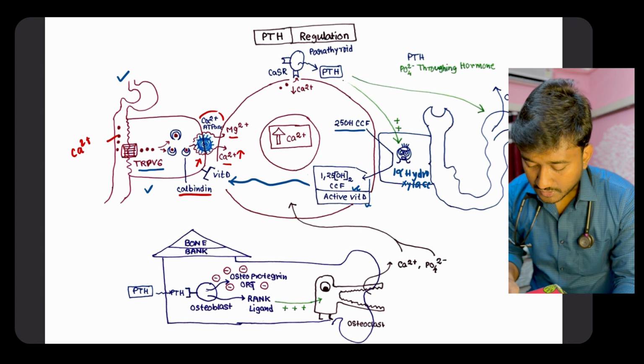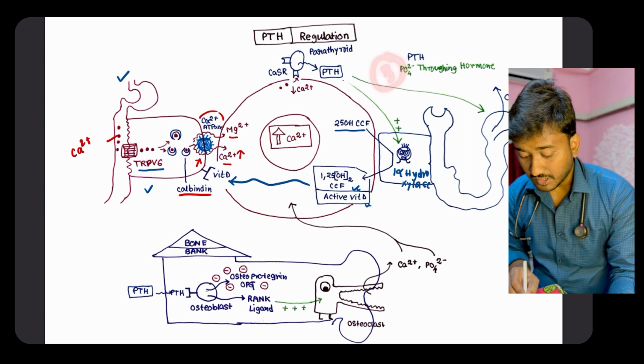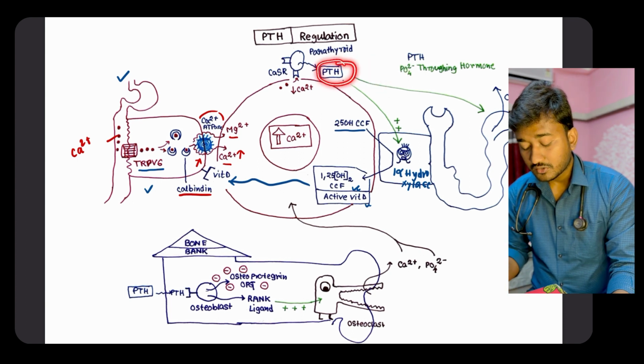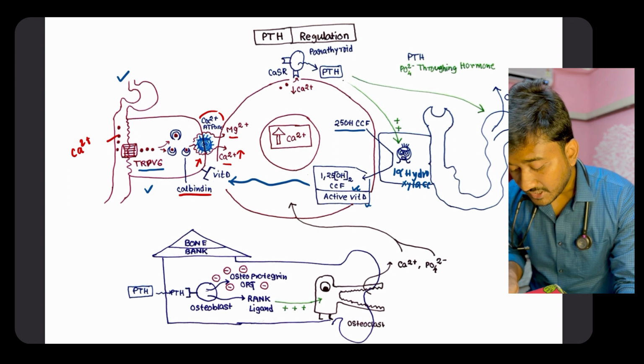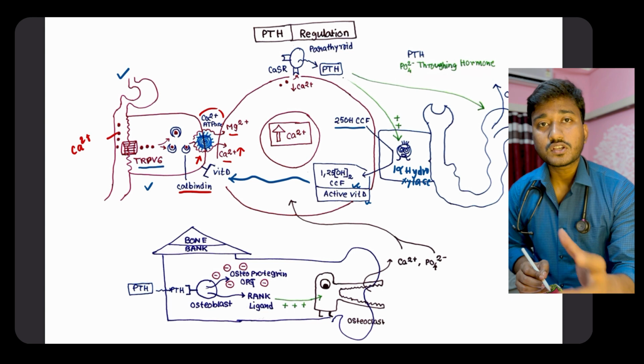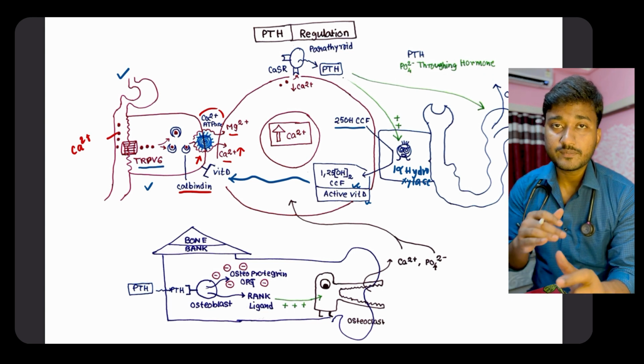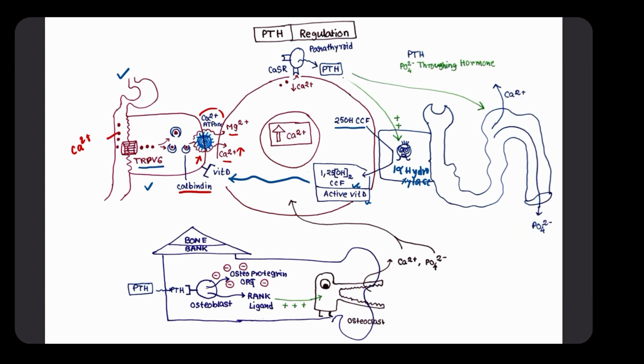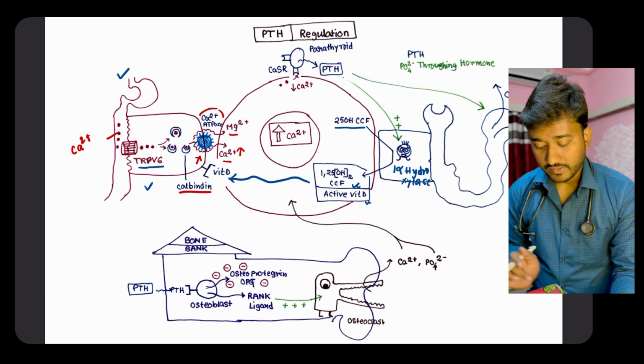Number three action of this PTH: we can remember that PTH means phosphate throwing hormone. It throws out the phosphate, whereas it only reabsorbs the calcium. So from the distal tubule, it reabsorbs the calcium as well as throws the phosphate out within your urine. So there are three functions. You are very clear about it.